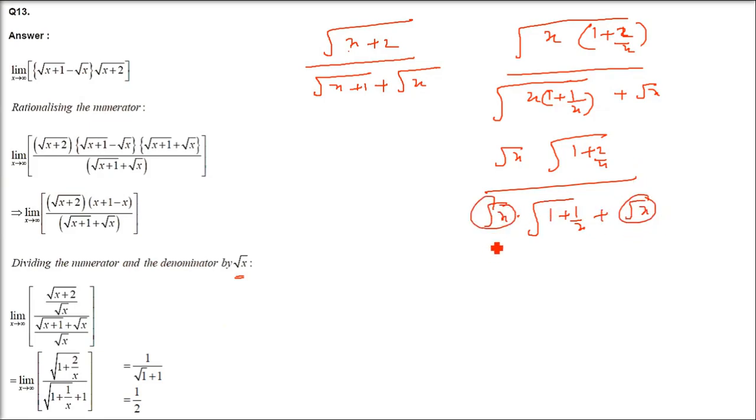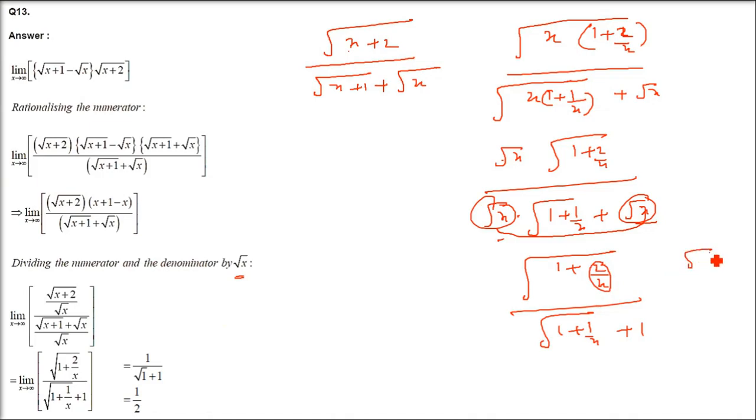Now you can take root x common. When you take it common, it gets cancelled by root x in the numerator. So you have under root 1 plus 2 by x divided by under root 1 plus 1 by x plus 1. So now you have actually cancelled root x. Now x is infinity, so 2 by x is 0. This 1 by x is also 0. So you have under root 1 by under root 1 plus 1. So 1 by 1 plus 1, that is 1 by 2, is the answer.